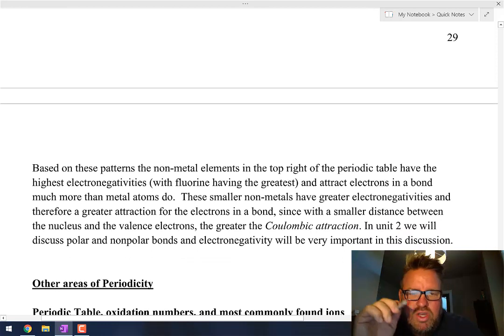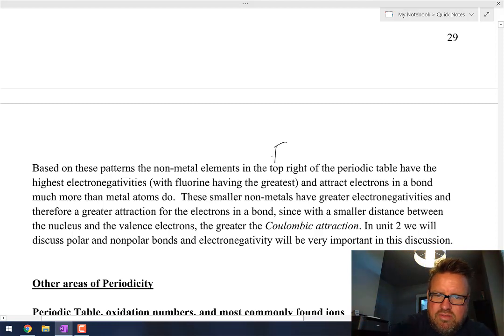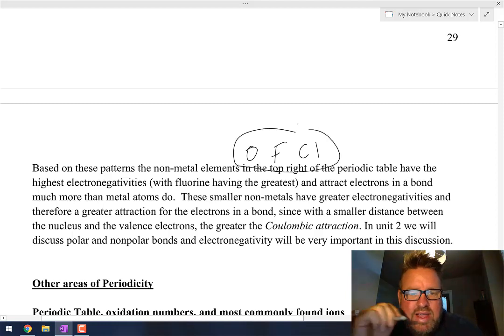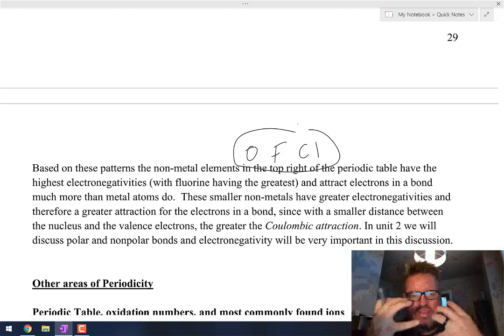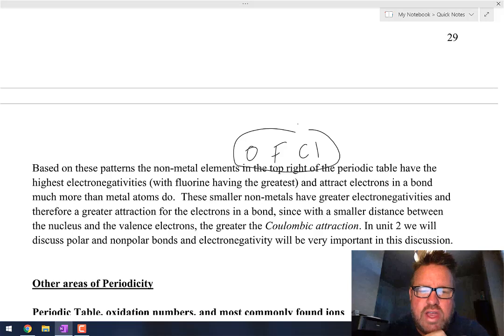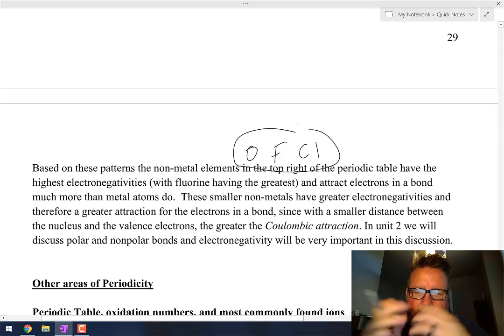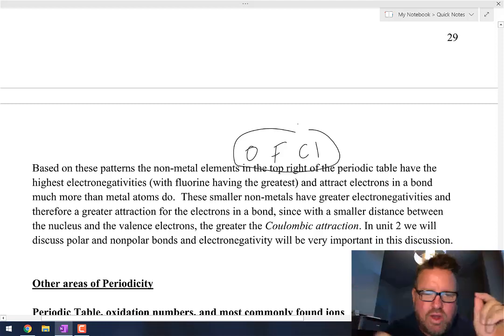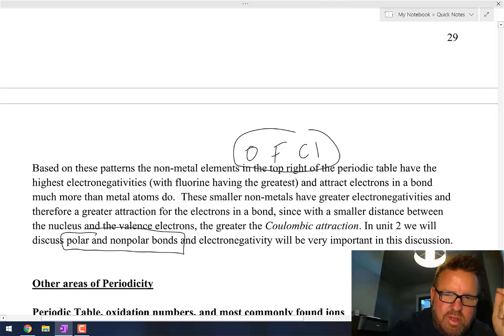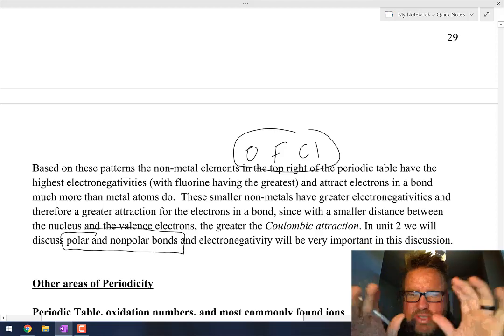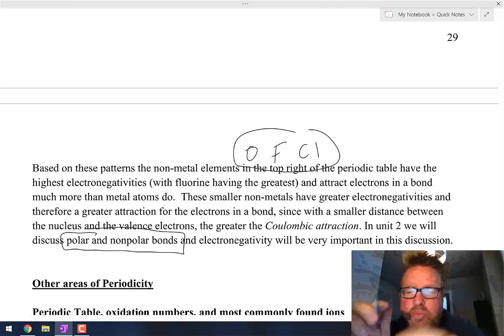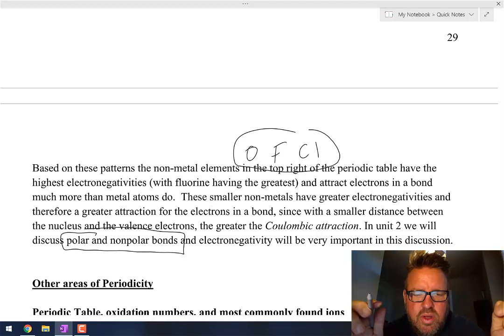Now again, kind of what I showed you before, based on these patterns, the non-metal elements in the top right, so basically fluorine, oxygen, chlorine, those elements around there, have the highest electronegativities, and therefore anytime they form a bond, they attract those electrons with a very, very strong attraction, much more than other ones do. Okay? Now again, why is this important? Because later on we're going to talk about polar versus non-polar bonds, and electronegativity is absolutely a huge part of whether a bond and whether a molecule is polar or not.